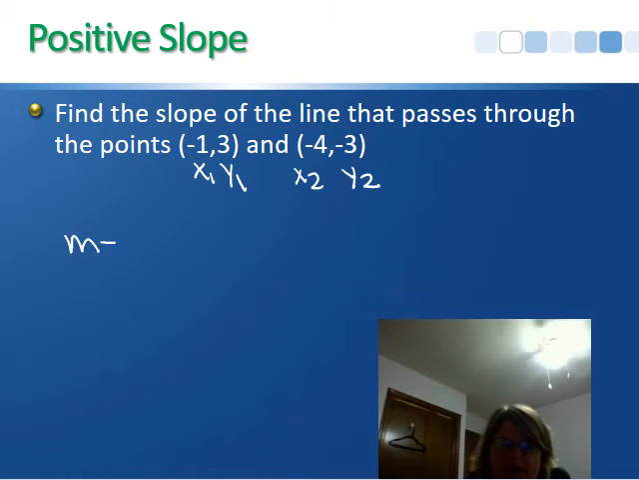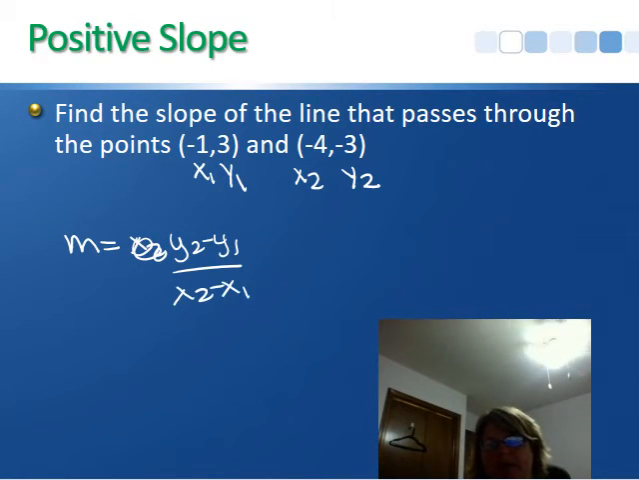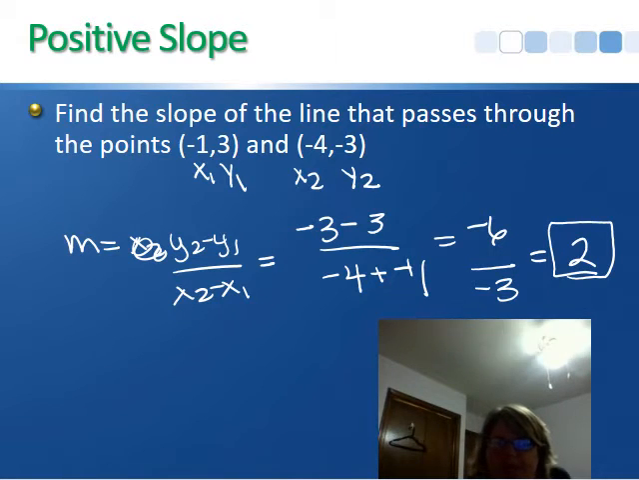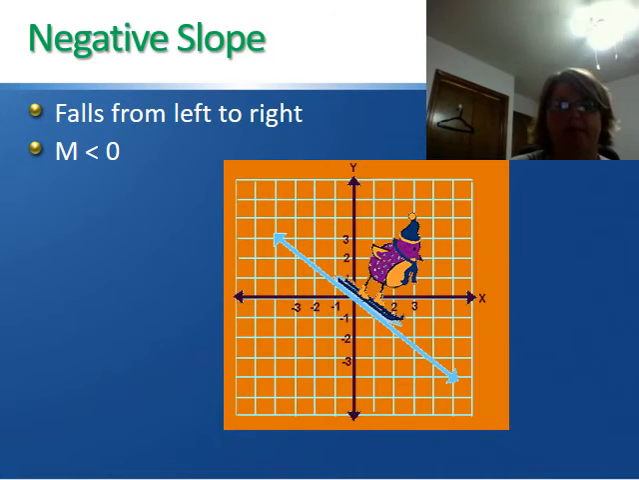Write down m equals y sub 2 minus y sub 1 over x sub 2 minus x sub 1. So y sub 2, negative 3 minus 3 over negative 4 minus negative 1. Right, so on top we're going to have negative 6. On the bottom we're going to have negative 3, which reduces to a positive 2. Right, so the slope of the line is positive. It should look like it goes positive from left to right. It goes uphill from left to right.